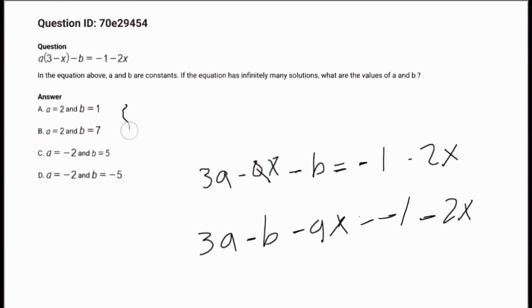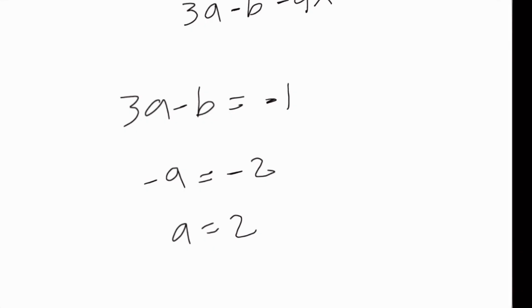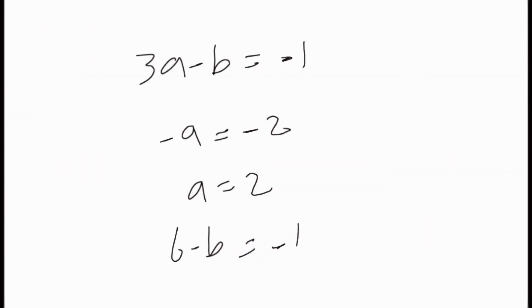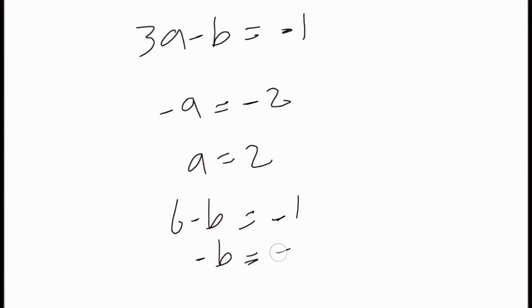So the answer is one of these. 3 times 2 is 6. 6 minus b equals negative 1. So negative b equals negative 7. b equals 7. The answer is B.